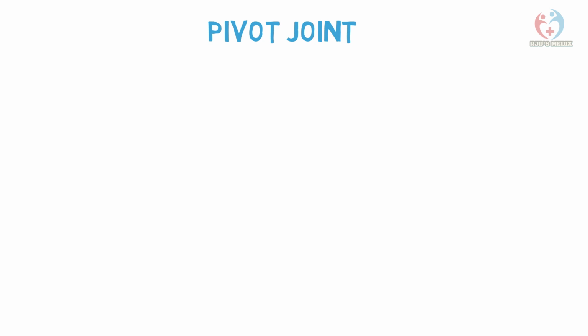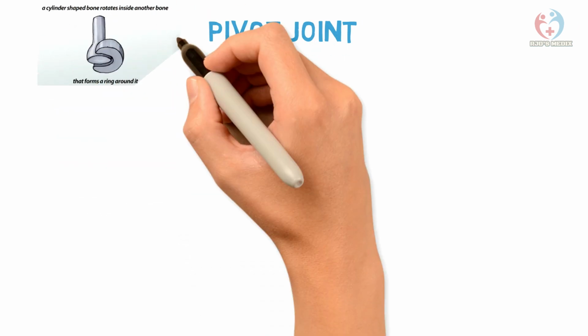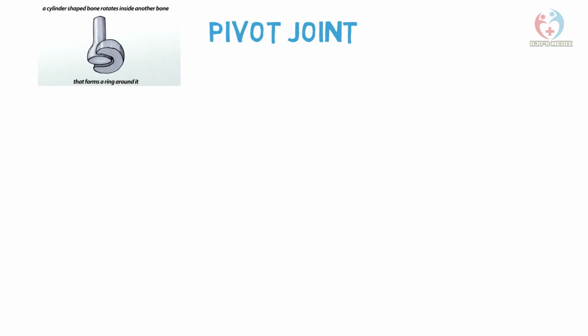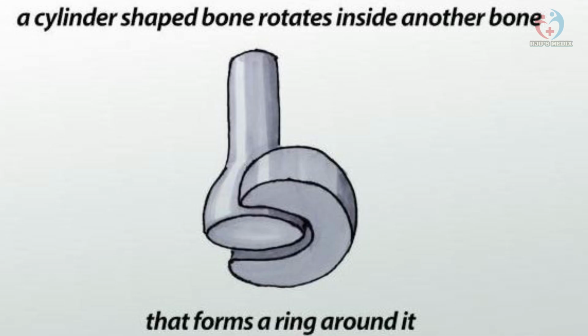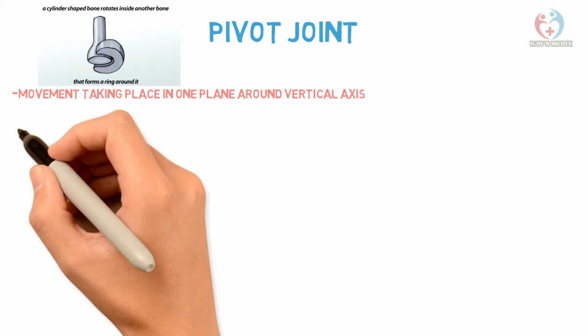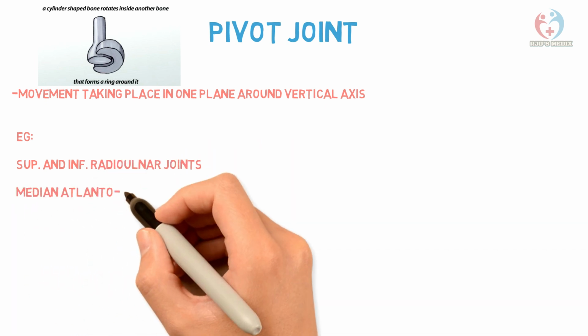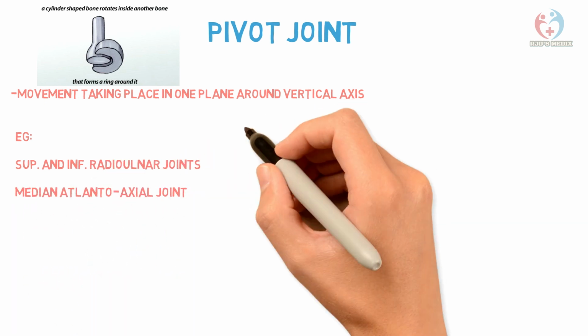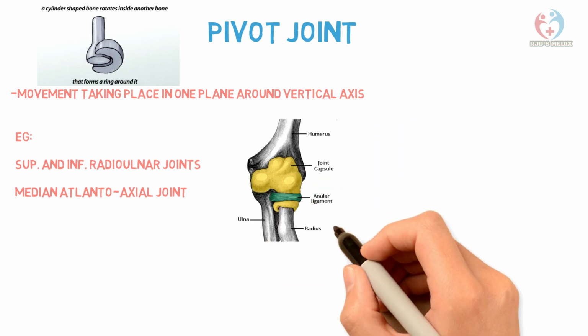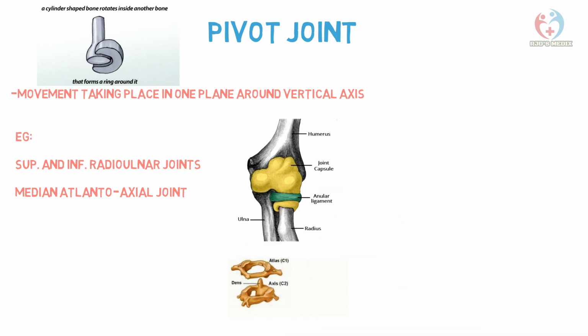Pivot joint. In pivot joint, the articular surface forms a ring. That is, a cylinder-shaped bone rotates inside a ring, and the ring is an osteoligamentous ring. It is called a pivot joint. Here, the movement takes place in one axis, around a vertical axis. The examples of pivot joint are superior and inferior radioulnar joint and median atlantoaxial joint.